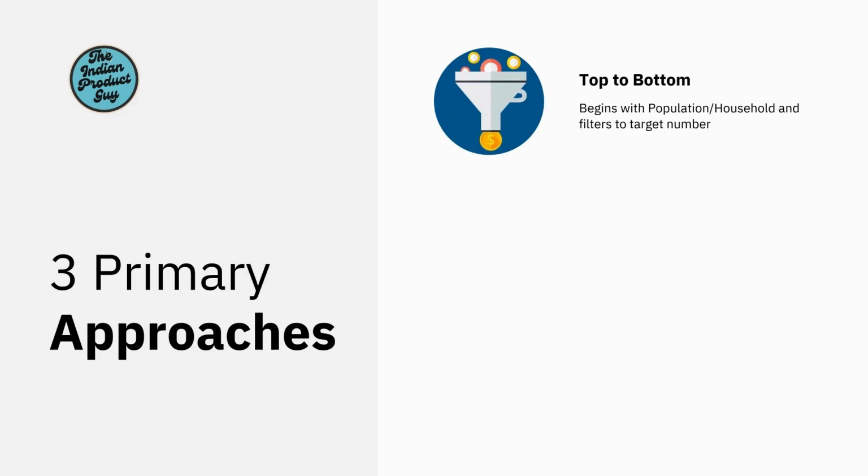First is the top to bottom approach. You start from the broadest set and apply filters to reach the target number. Like you start with the population of a state or country, or the number of households in case of products or commodities consumed at a household level, and then filter based on various demographic, financial, or behavioral factors to reach the right user set or consumers.